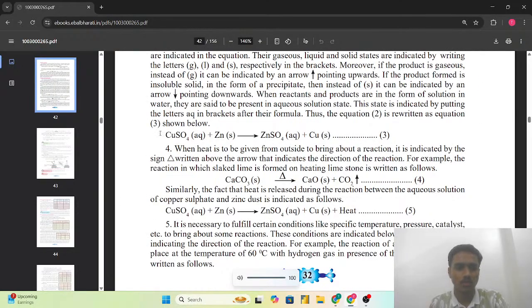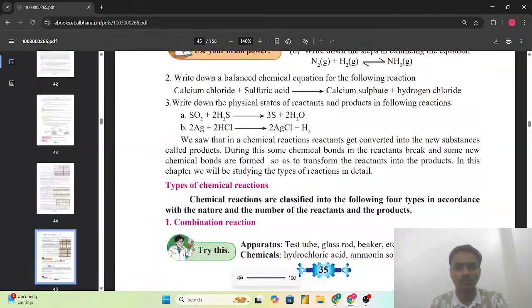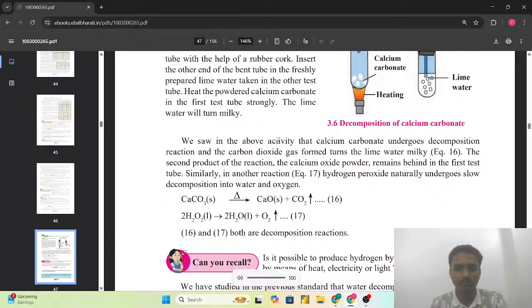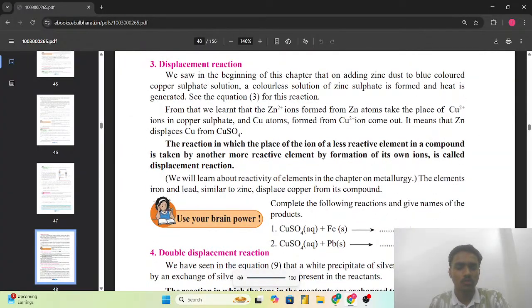In this reaction, when zinc dust is added to an aqueous solution of copper sulfate, it leads to the formation of zinc sulfate and copper. From that we learned that Zn2+ ions form from the zinc atoms and take the place of the Cu2+ ions in the copper sulfate, and copper atoms form from the Cu2+ ions that come out. It means that Zn displaces copper from CuSO4.